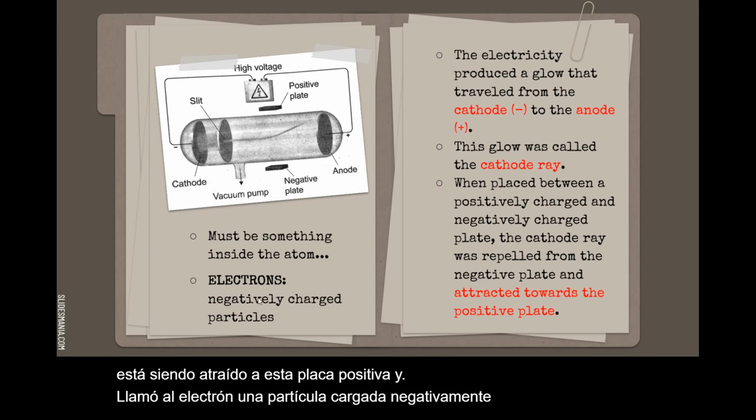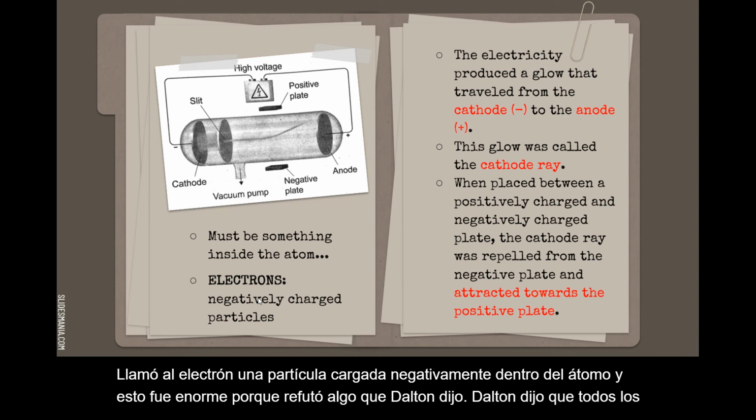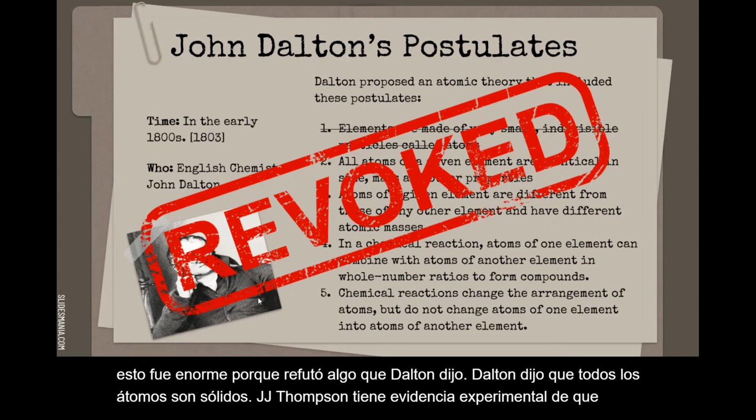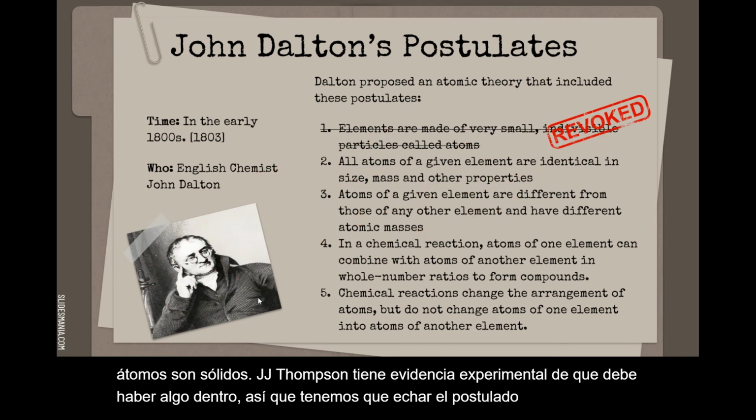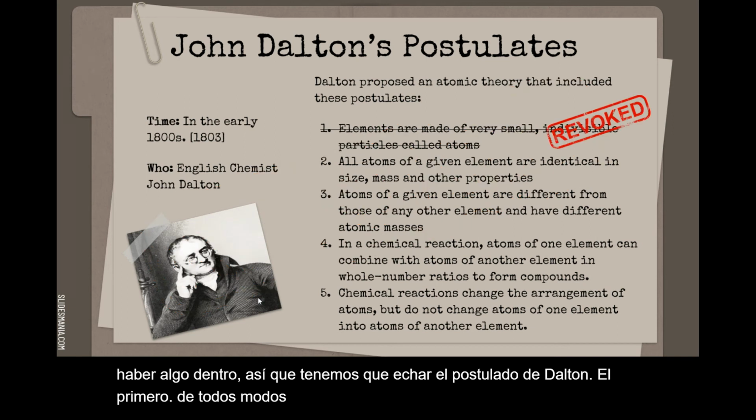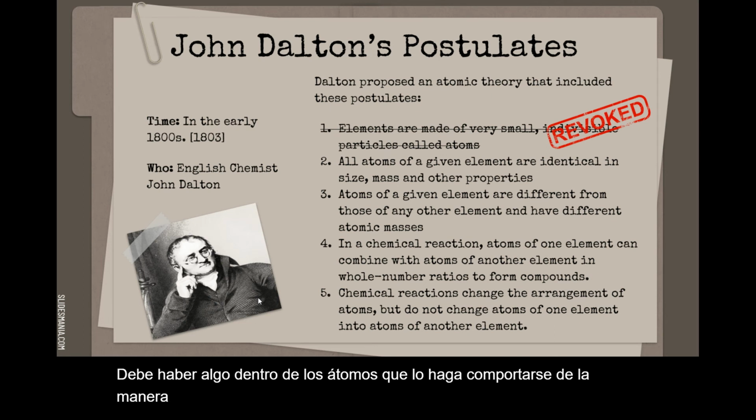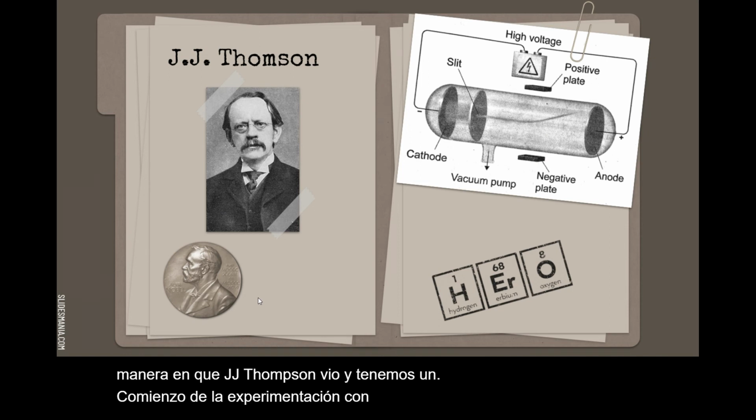And this was huge because it refuted something that Dalton said. Dalton said that all atoms are solid. Well, J.J. Thomson has experimental evidence that there must be something inside. So we have to throw out Dalton's postulate, his first one anyways. We had to say that this was wrong. There must be something inside the atoms that is making it behave in the way that J.J. Thomson saw. And we have a beginning of experimentation with trying to discover what's inside the atom.